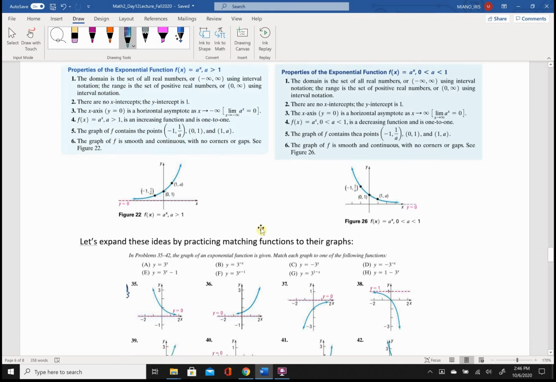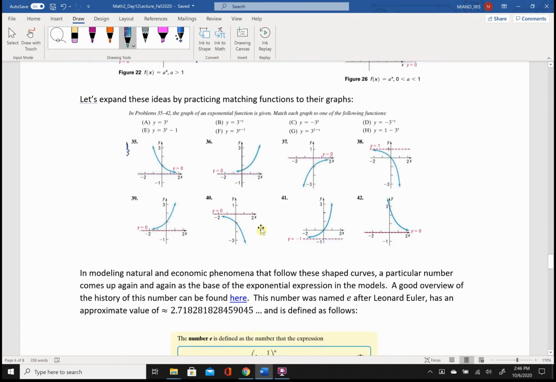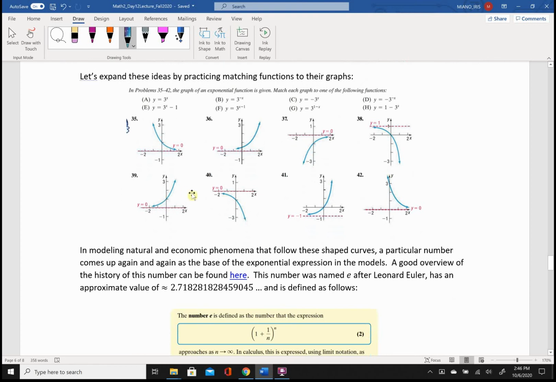So let's go ahead and expand on what we've just had a little overview of in regard to these graphical representations, and let's match them up to their exponential equations. Okay, so here we are. For numbers 35 through 42, we are given graphical representations of some exponential functions, and we want to look at them, see where they cross, get an idea of their trajectory behaviors, and that'll tell us which equation they should match up with.